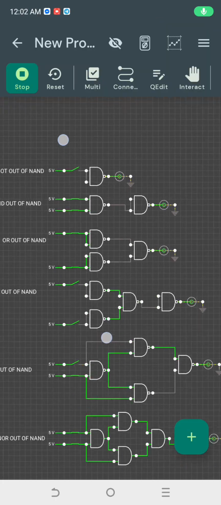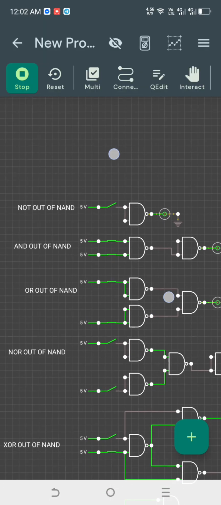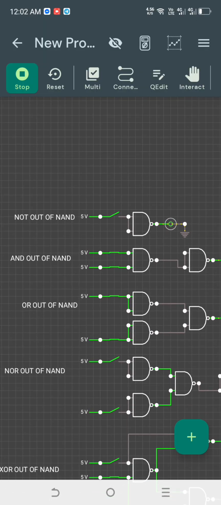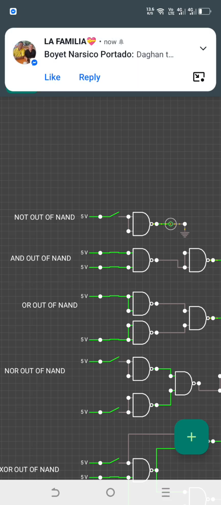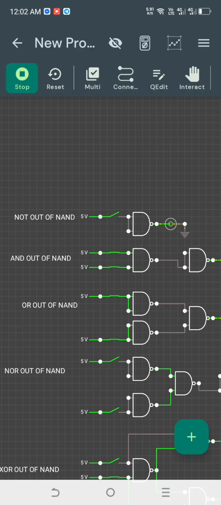Alright, so now we're going to do the NAND. For the NAND truth table, if the input is 0 and 0, then the output is 1. If the input is 0 and 1, then the output is still 1. If the input is 1 and 0, the output will still be 1. The only case for NAND is if both inputs are 1, then the output will be 0.